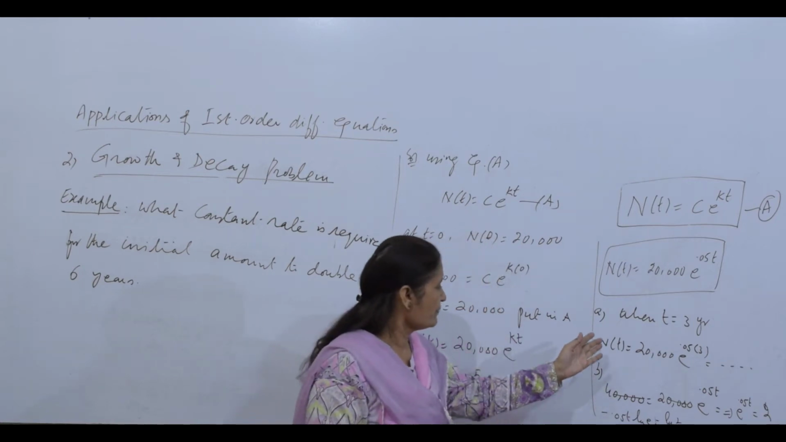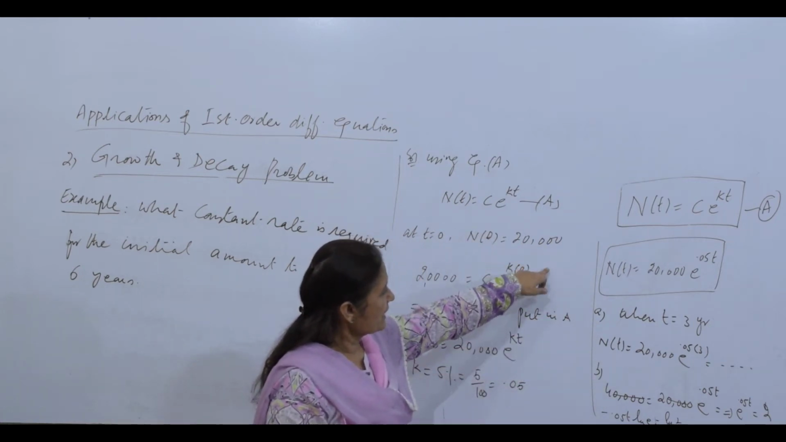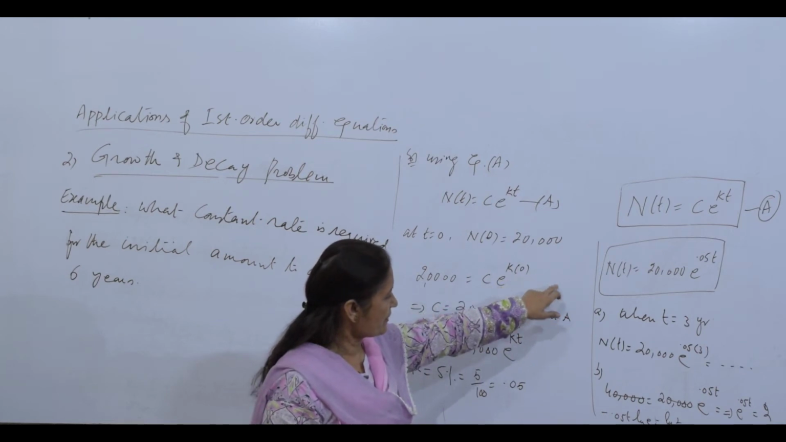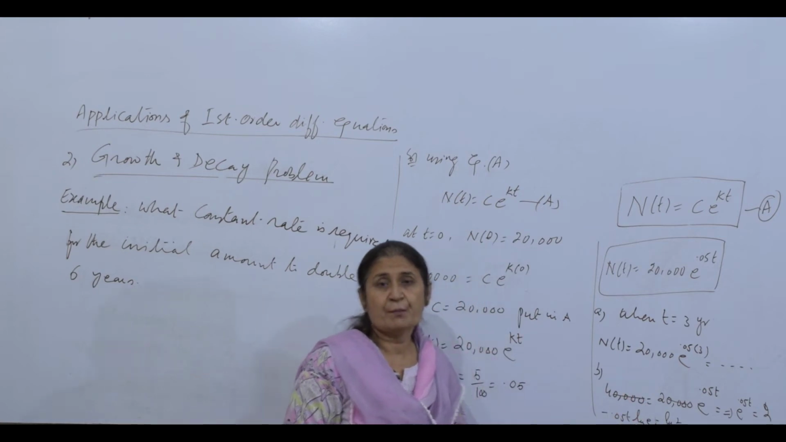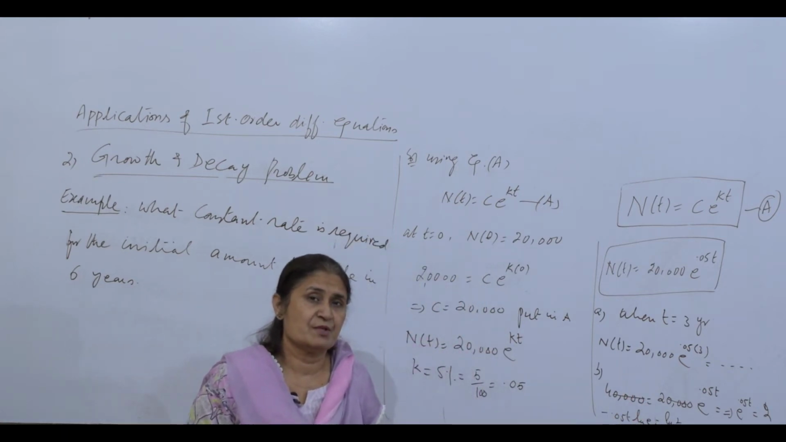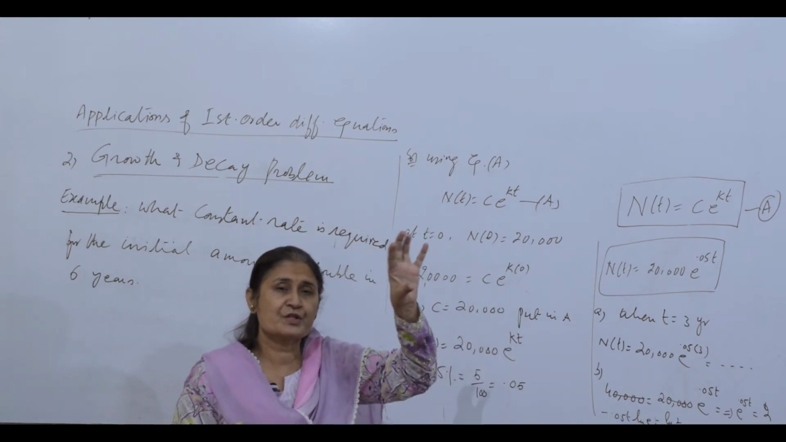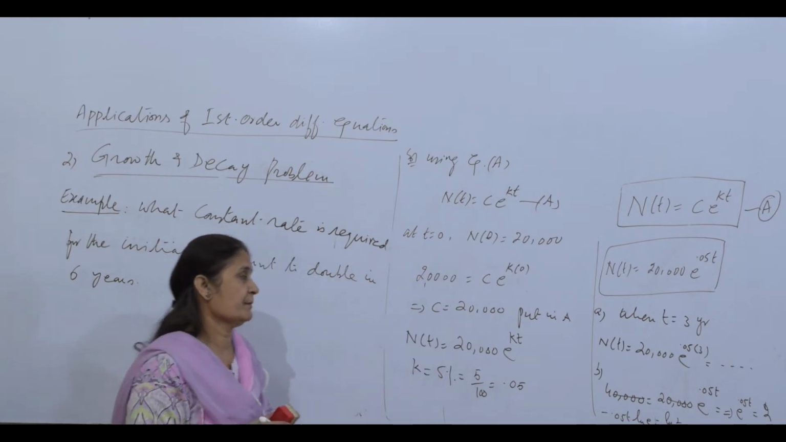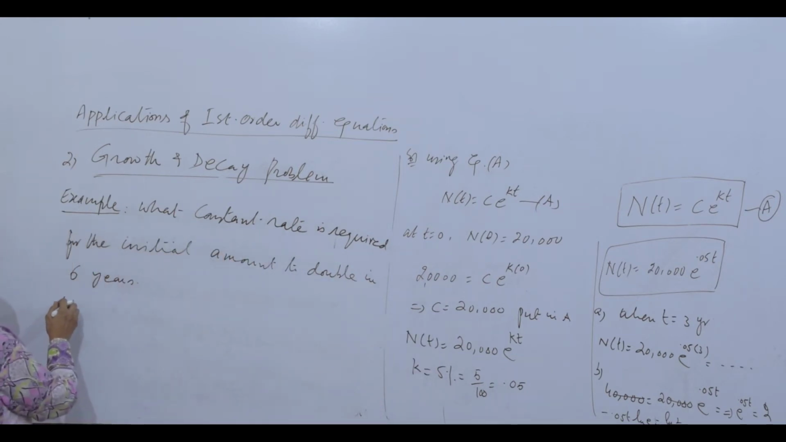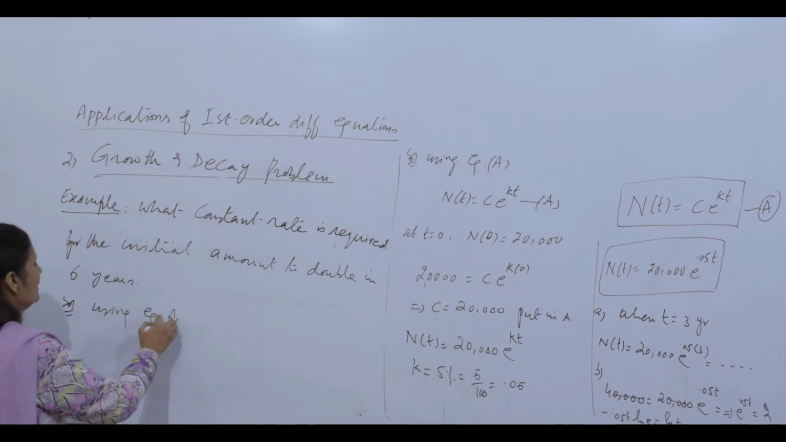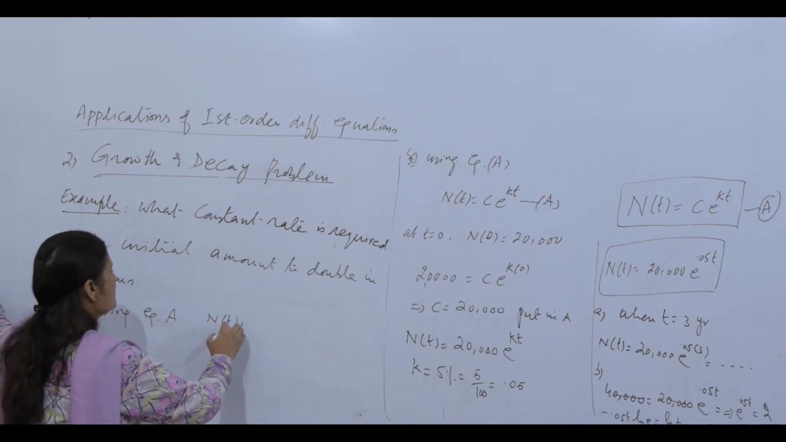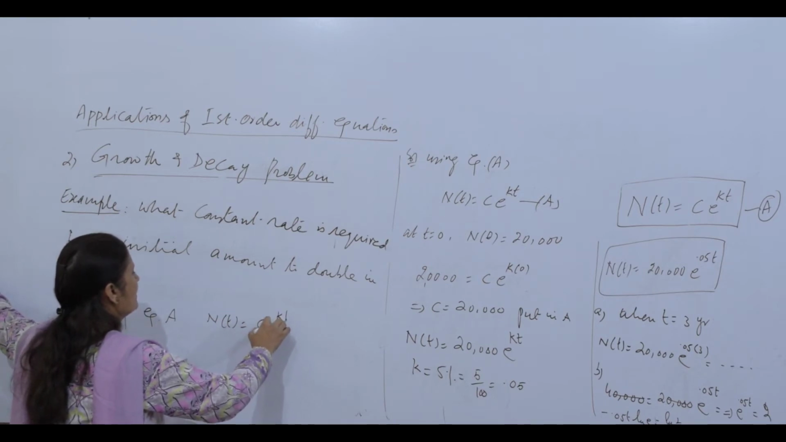If you are solving this question, you will see, for doubling the amount, what will be the time? So you can find time. But here 6 years time is given to double the amount. So what constant interest rate must be given by the bank? Solution: using equation A, which is N(t) is equal to C e^(kt).